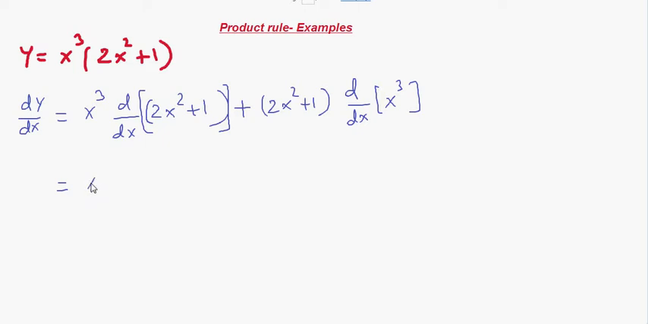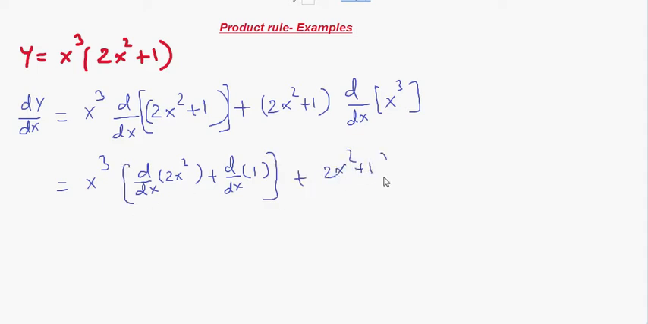This equals x cubed times the derivative of 2x squared, applying the derivative to each of these terms, plus the derivative of a constant 1, plus 2x squared plus 1 times the derivative of x cubed.